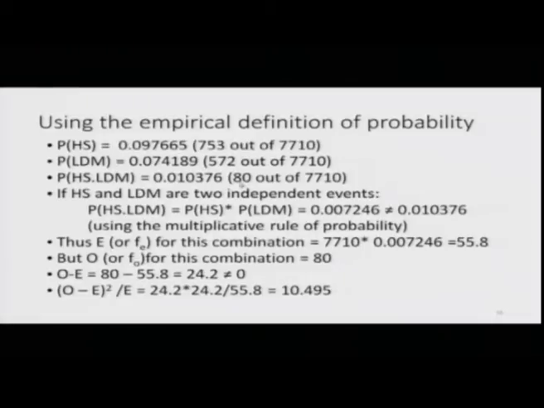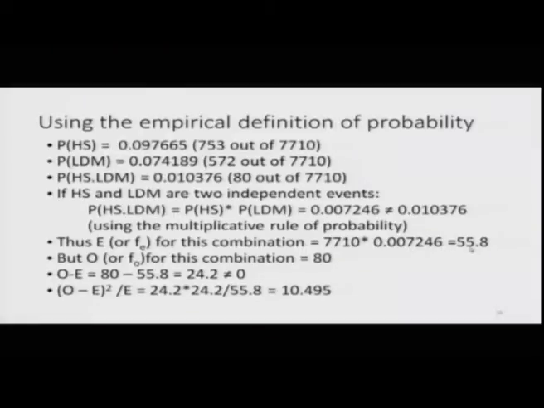Empirically, the observed frequency is 80 for this category. The expected frequency will be obtained by multiplying the probability of HS and the probability of LDM, multiplied by 7710. In this way, we calculate: 7710 and the product of these two numbers will be 55.8.